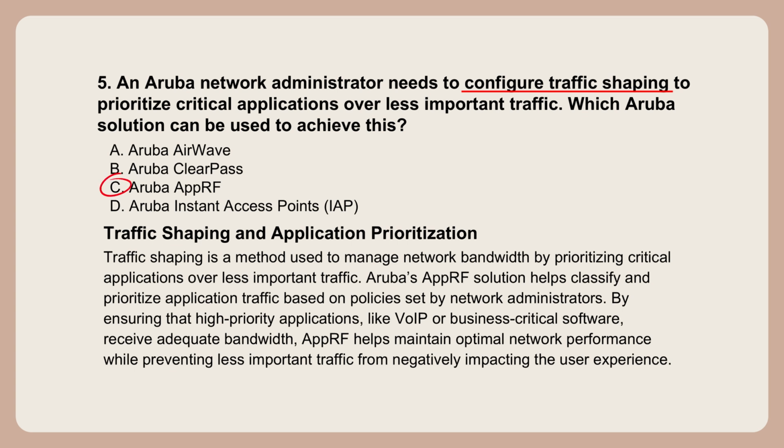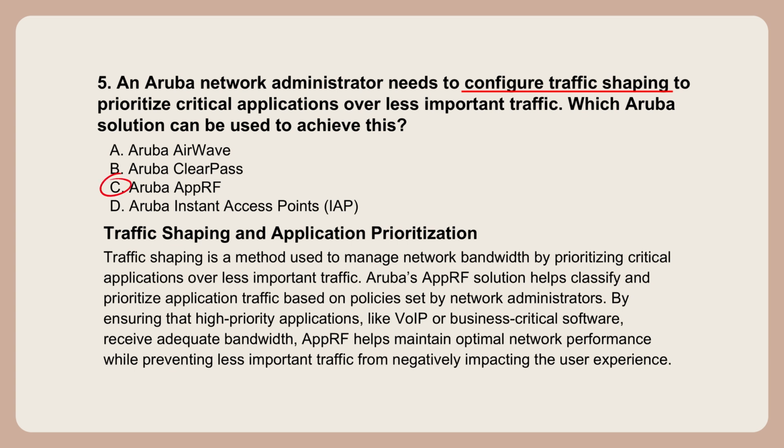Definitely not. And you can also do the reverse, right? Like throttle back less important traffic if needed. Absolutely. If you're seeing a lot of, say, file sharing traffic during peak hours, you can limit its bandwidth to make sure the critical apps don't suffer. So it's all about making sure the network resources are used wisely. Exactly. It's about optimizing performance and making sure the network meets the needs of the organization. And APRF is the tool that makes that possible. That's right. So C, Aruba APRF, is indeed the correct answer.